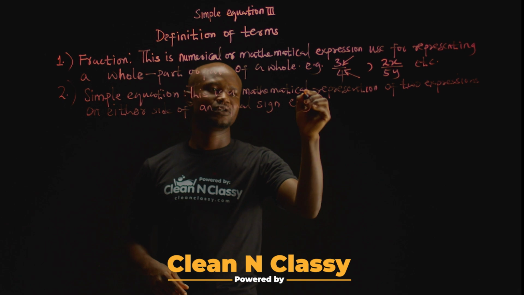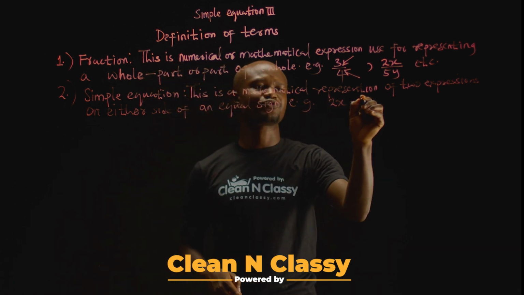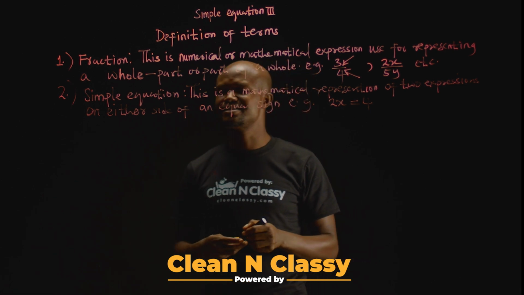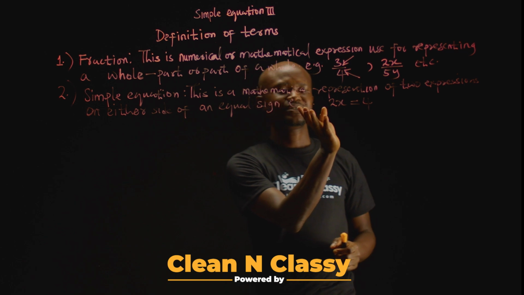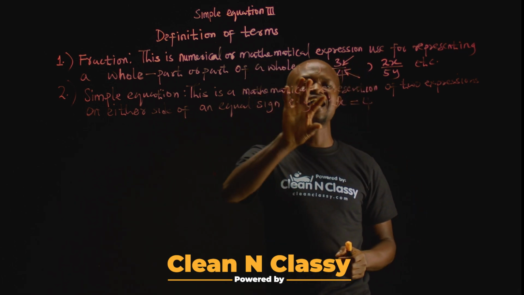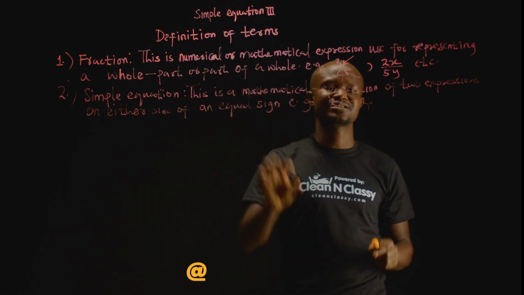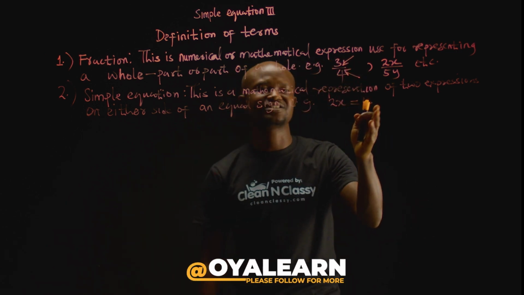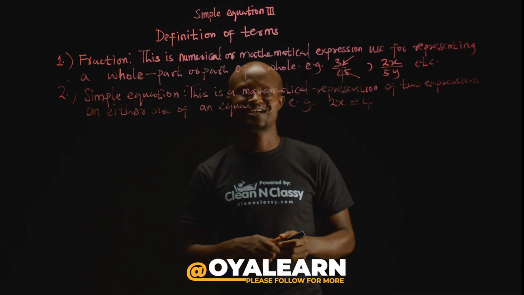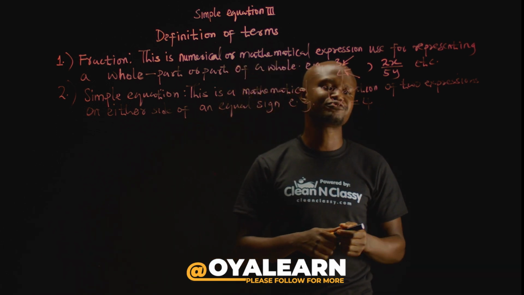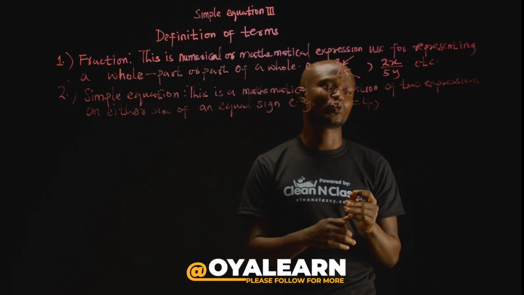For example, we can have 2x equals 4. This is a simple equation. We can see the left-hand side is the side before the equality sign, and that's 2x. The right-hand side is the side after the equality sign. So 2x equals 4 is an example of a simple equation.